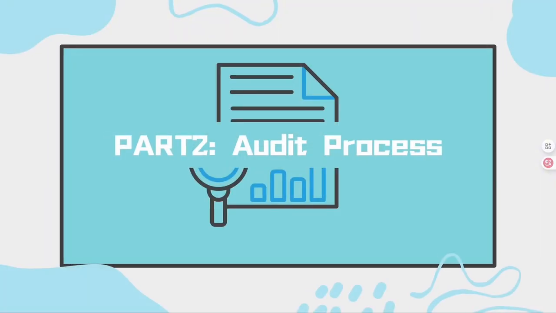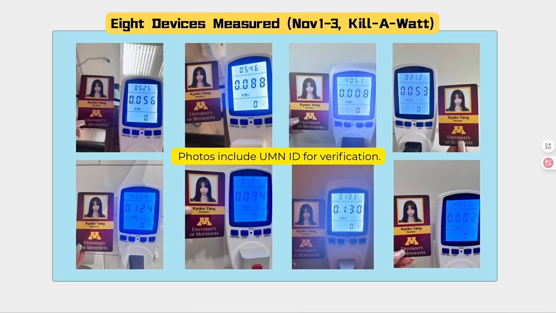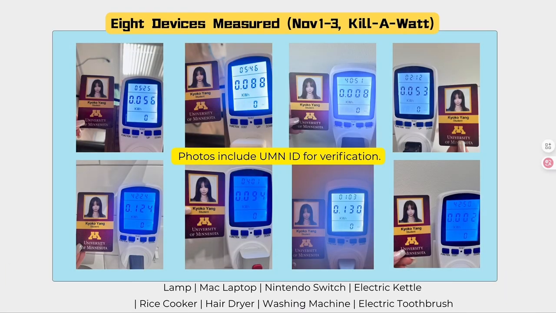Next, I'll explain how I performed my home energy audit. For this audit, I focused on 8 of my personal devices, things that I actually use every day, including a lamp, a Mac laptop, a Nintendo Switch, an electric kettle, a rice cooker, a hair dryer, a washing machine, and an electric toothbrush. To collect my data, I used a kilowatt power meter, which records how much energy each device consumes in kilowatt hours. For accuracy, I tested every device separately and took a photo of the reading with my UMN student ID to show that the measurement was done by me.